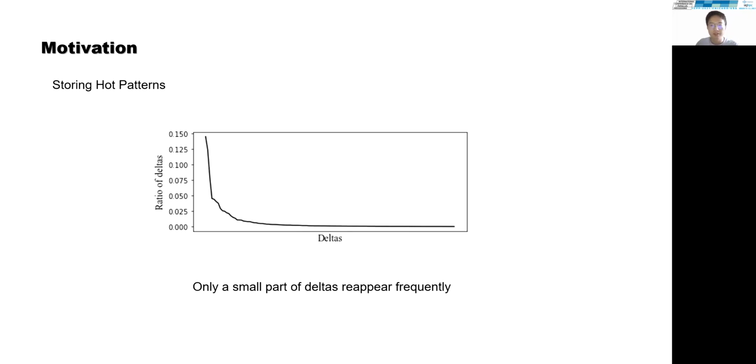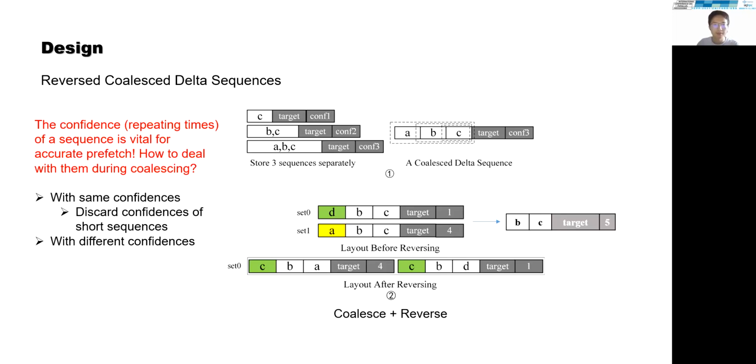The last motivation is that we have observed that only a small part of deltas reappear frequently. The top 20 high-frequency deltas account for 74% of the total occurrences. Therefore, we attempt to save storage by only storing the most frequent part of access history. Next, we will show the design of our paper.